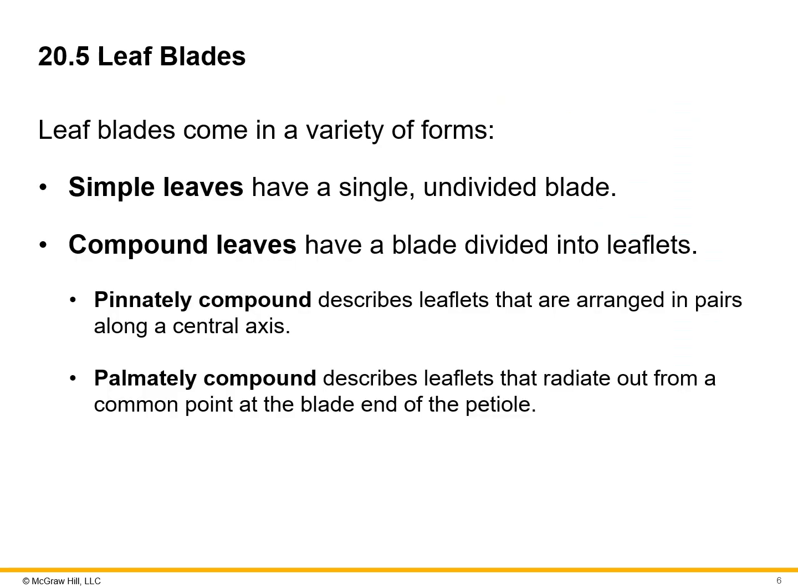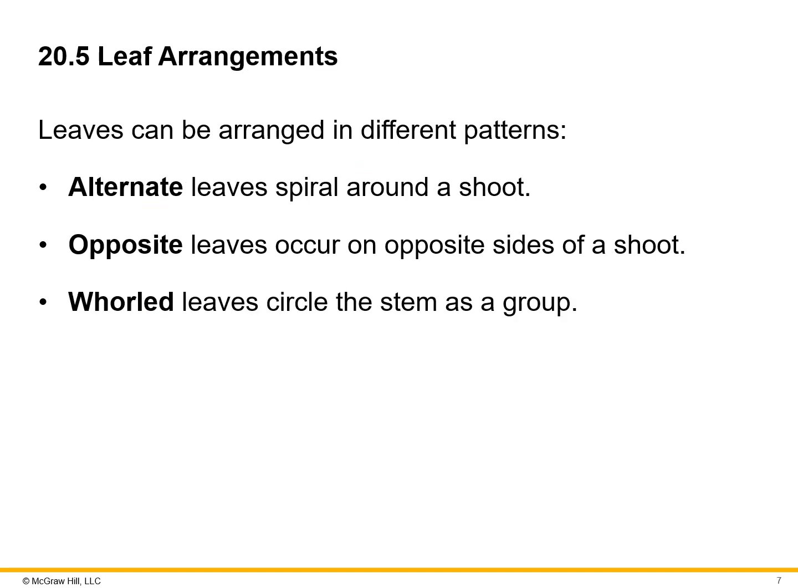Now the leaf blade has a couple different forms. There can just be a simple leaf, which as it implies is a single undivided blade. But there are also compound leaves that have multiple blades called leaflets. Pinnately compound describes those leaflets that are arranged in pairs and have a central axis. And then palmately compound leaflets radiate out from a common point at the end of that petiole. So a little different arrangement that we can see.